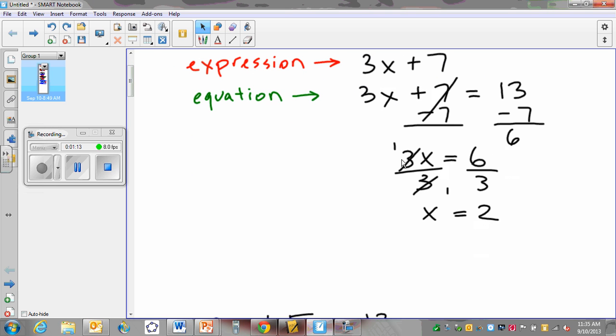So now we're left with 3x equals 6. 3 times x, to get rid of the 3, you divide by 3. Because 3 over 3 is now 1 over 1, and so x is by itself. What we do to one side of the equal sign, we do to the other. 6 divided by 3 is 2. Our answer is x equals 2.